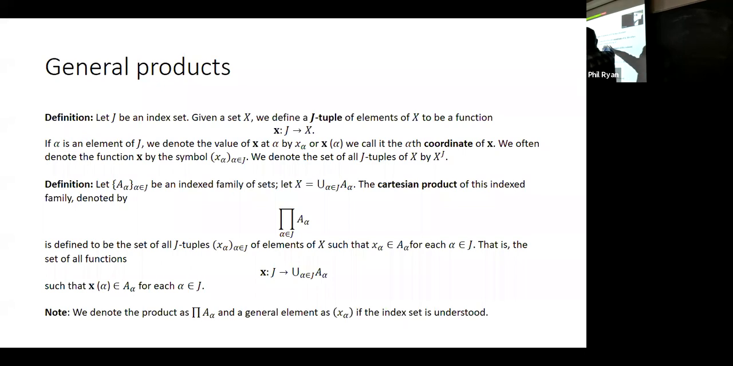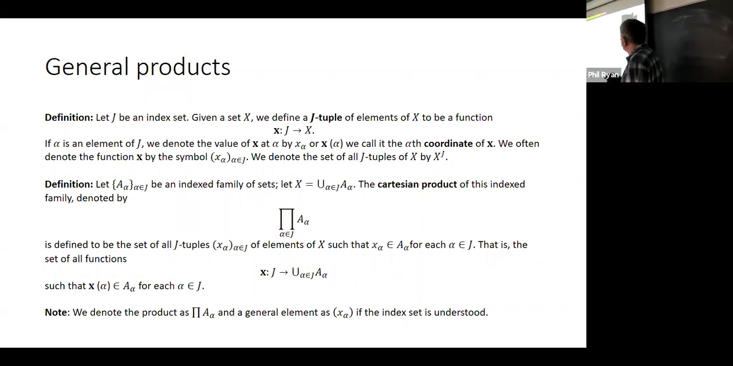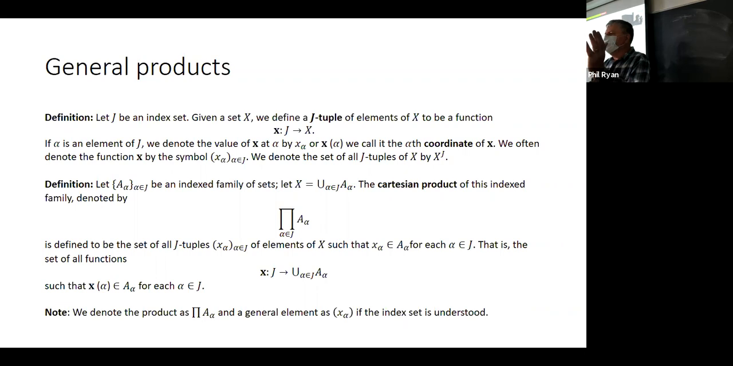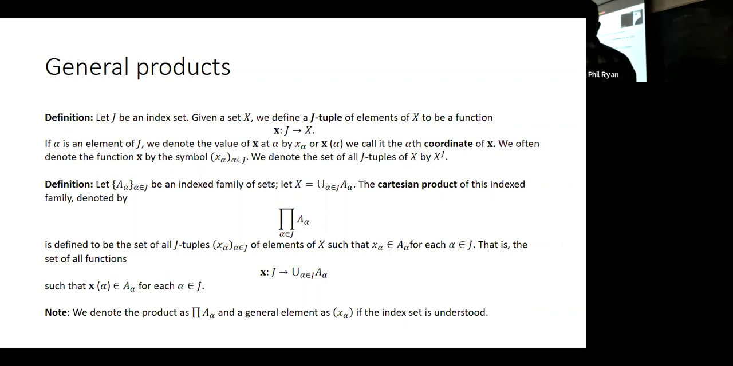Okay, and if we look at the set of all J tuples of X, we usually call that X to the J. The one that you're used to is if J is finite, then typically what we use is a section of the positive integers like 1 through n, and instead of having a set 1 through n, we just call that n. That's what you're used to.